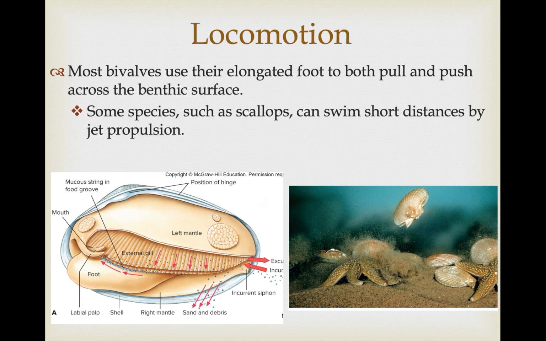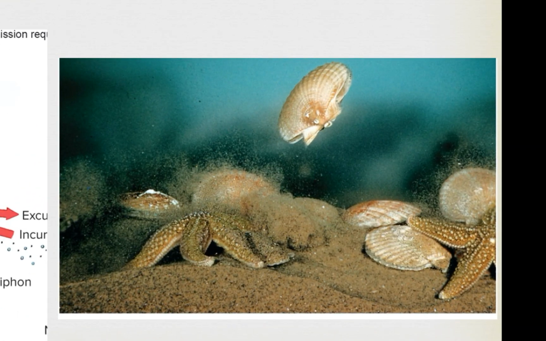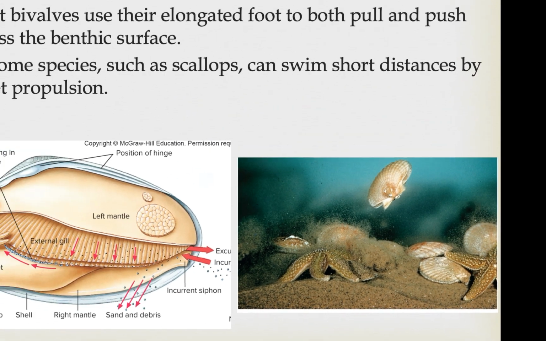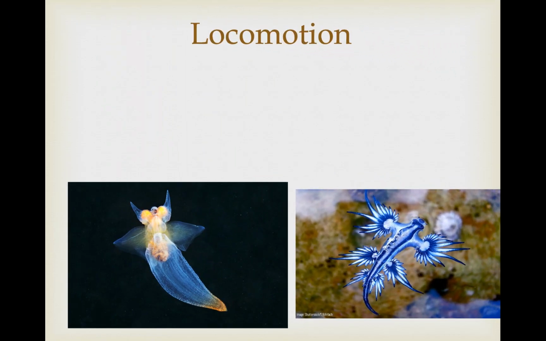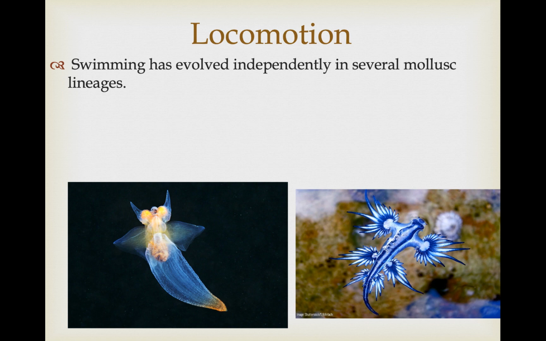And some species can open and close their valves quickly enough, in some of the bivalves, such as the scallop shown here in the bottom right. They can use muscular contractions of those shell adductor muscles to open and close the shell really quickly, and use jet propulsion to swim away from a very slow predator like these sea stars. So not only can the scallops swim, but they don't really swim in a very elegant manner.